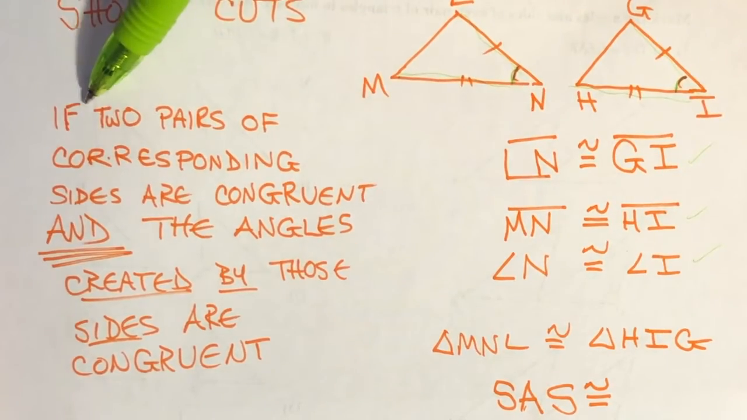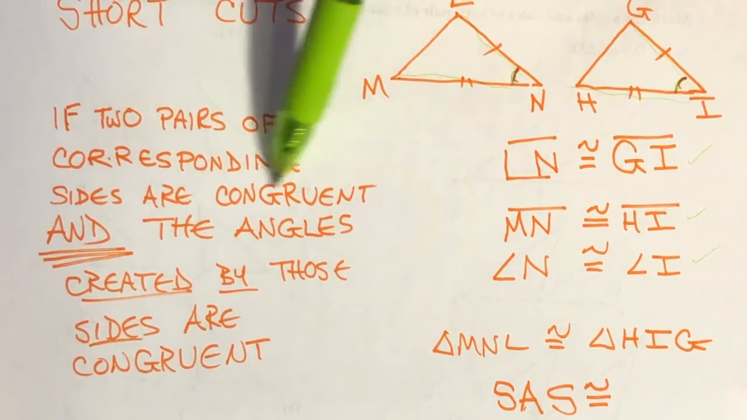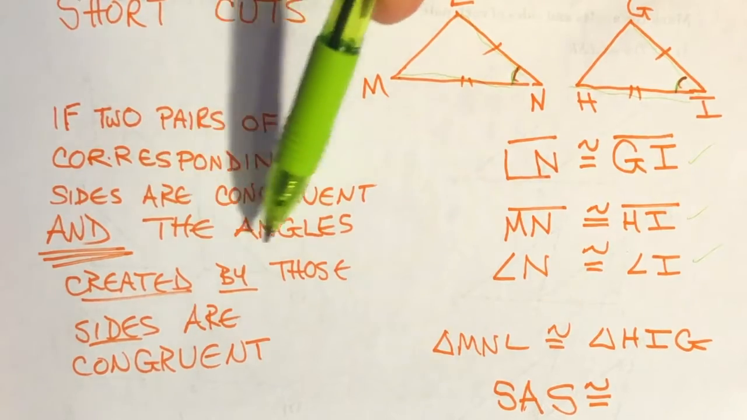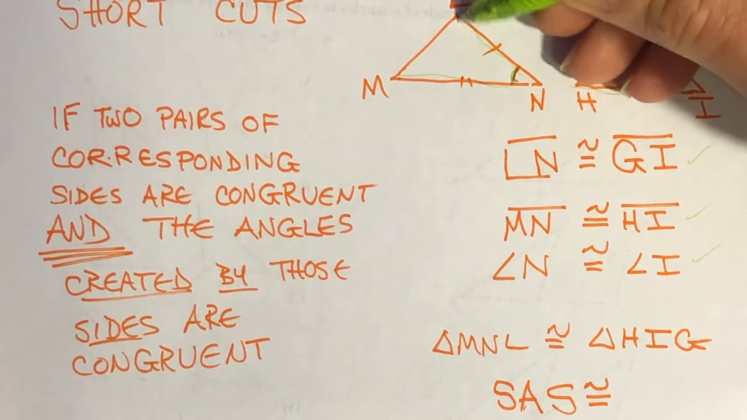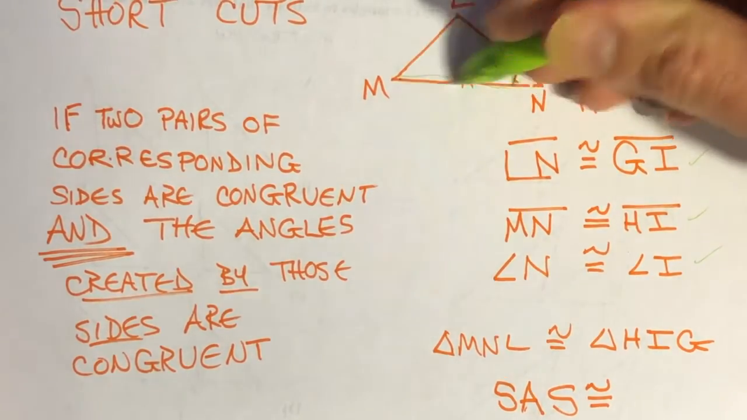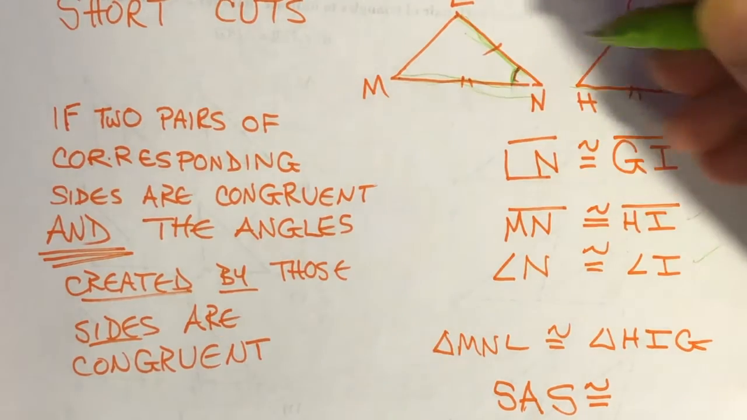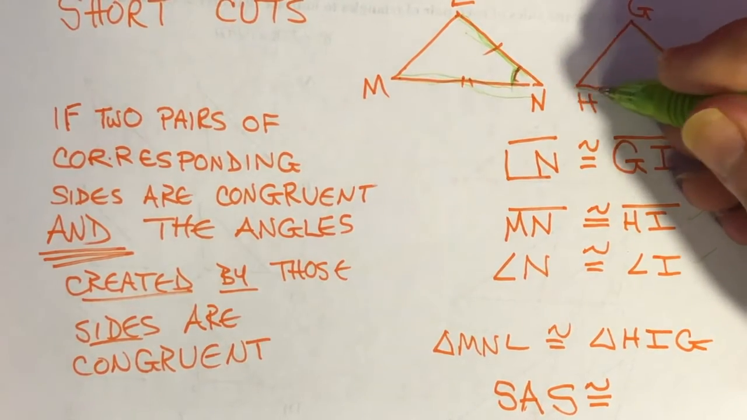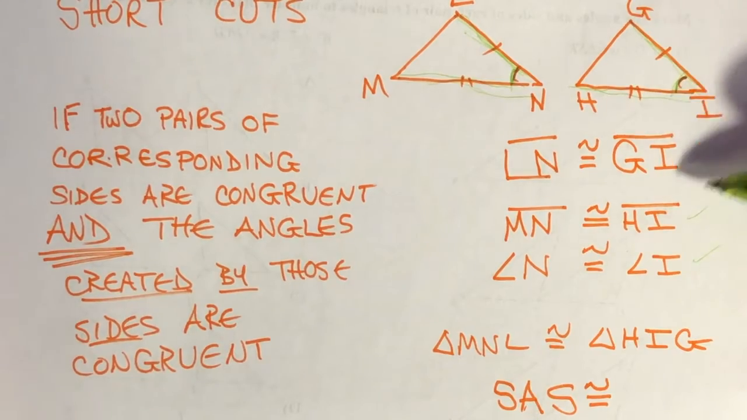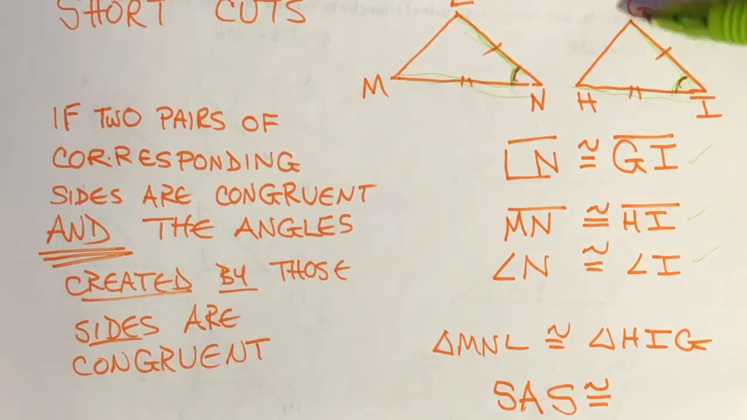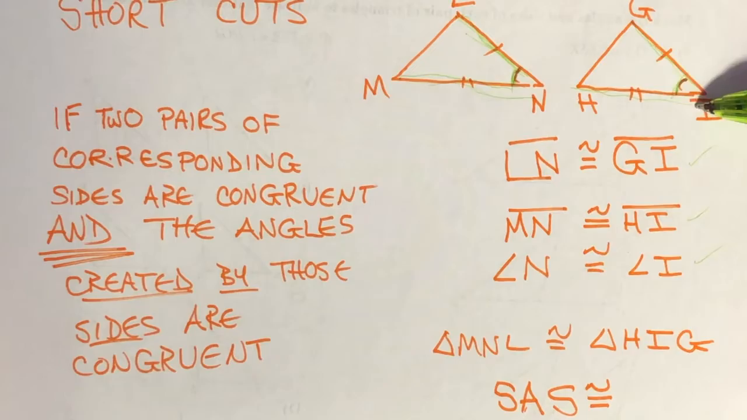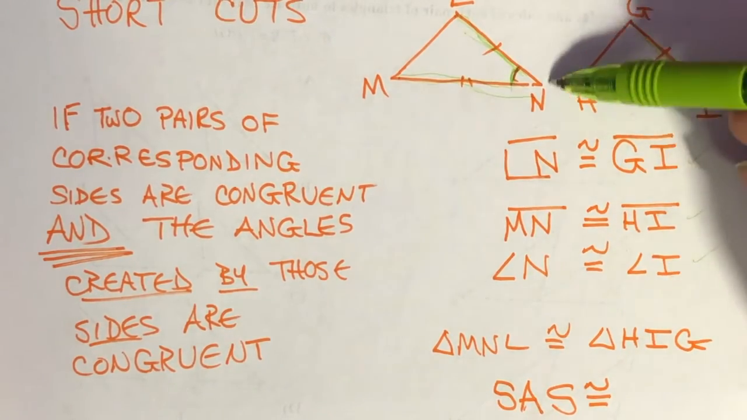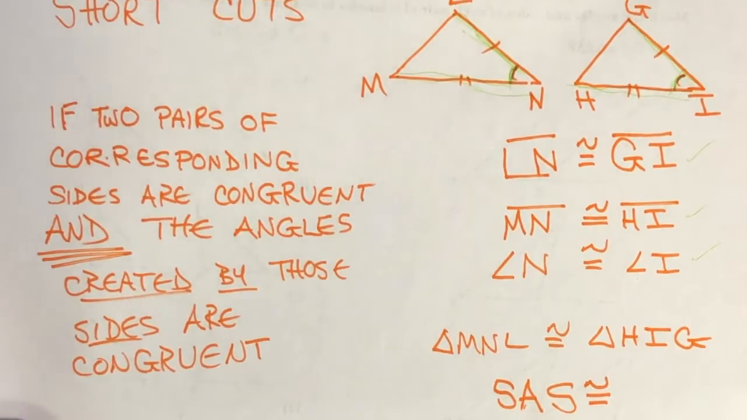So in words, if two pairs of corresponding sides are congruent and the angles created by those sides are congruent, it's important that the angle you're talking about is the one that's created by those sides right here. It has to be that one. If you have that situation, this is how it would be written out. LN is congruent to GI, right here and right here. MN is congruent to HI, that would be right here and right here. And angle N is congruent to angle I, that would be here and here.